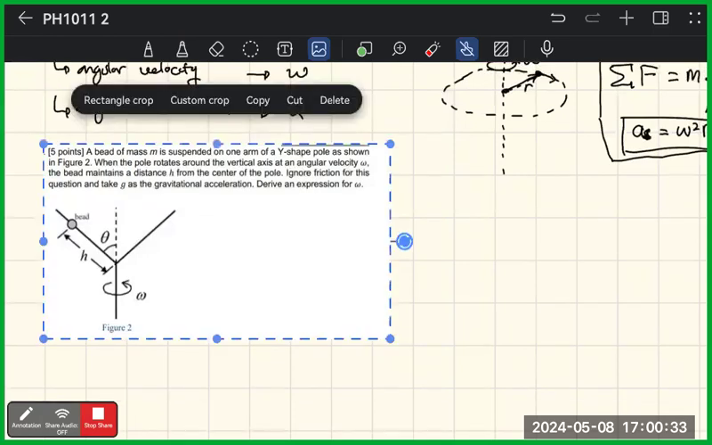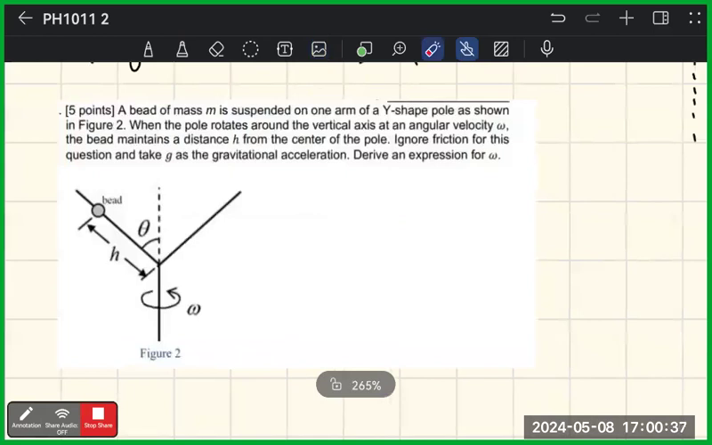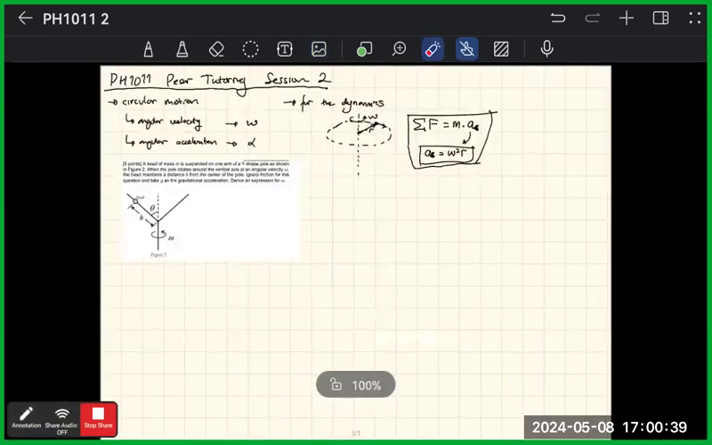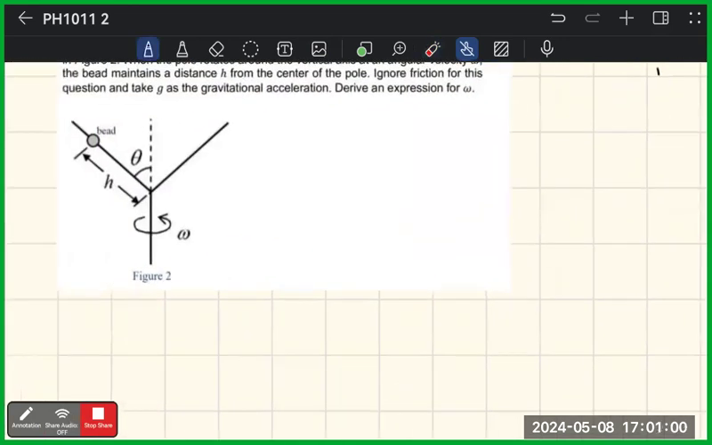This is our first question. If you have a bead of mass m suspended from one arm of a Y-shaped pole shown in figure 2, and the pole is rotating around a vertical axis with an angular velocity omega, and the bead maintains a distance h from the center of the pole, derive the expression of omega. So, okay, it's really easy.